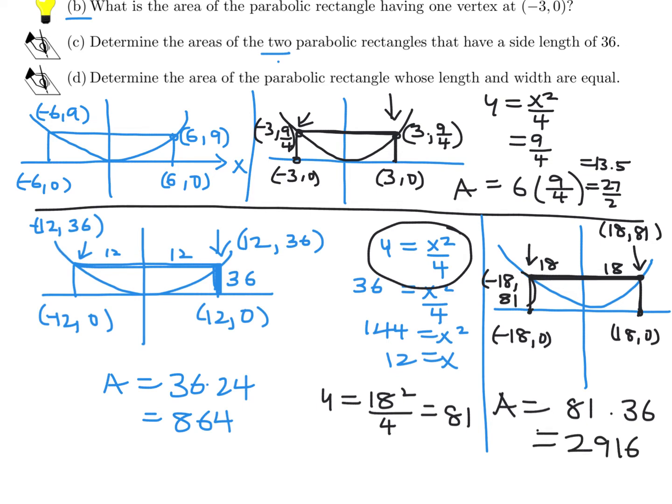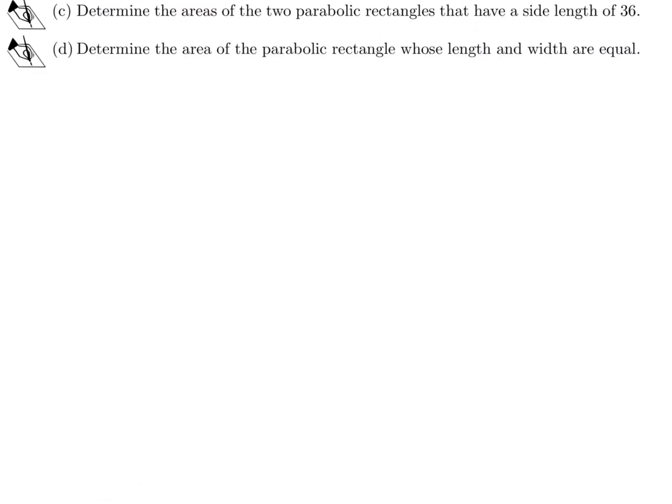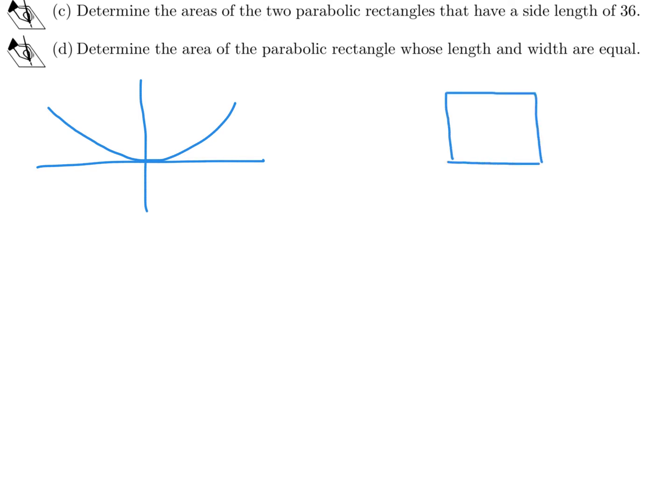And then finally part D. All right, so now we've got something a little bit different. Let's draw this again. So we got this, and they want the length and width to be equal. Okay, so let me see if I can do that. It's going to be a square then, right? The length and width are equal. It's a square.